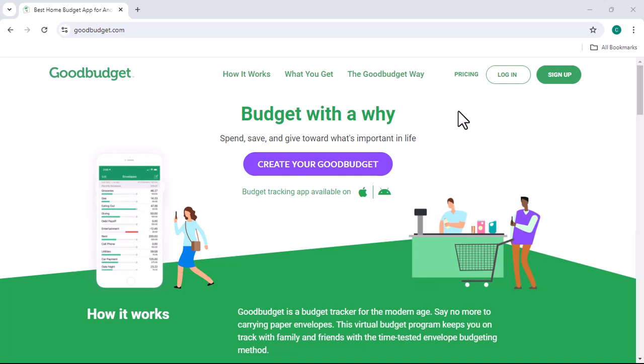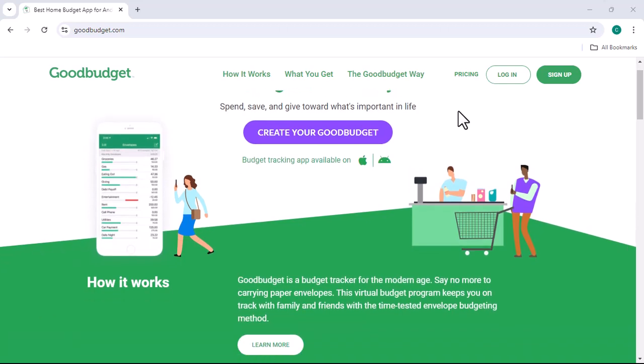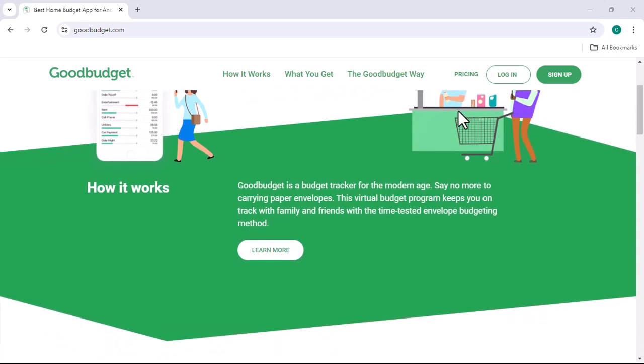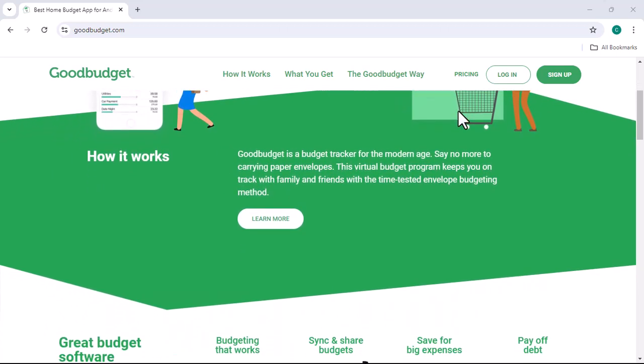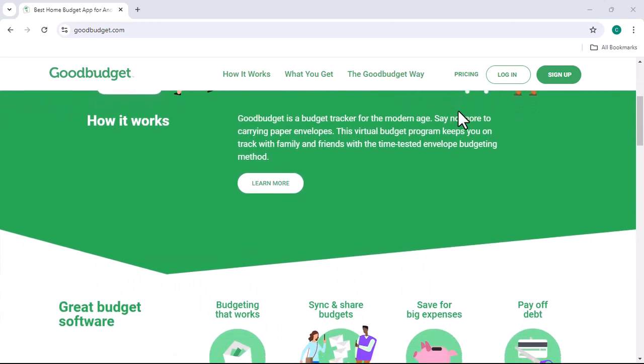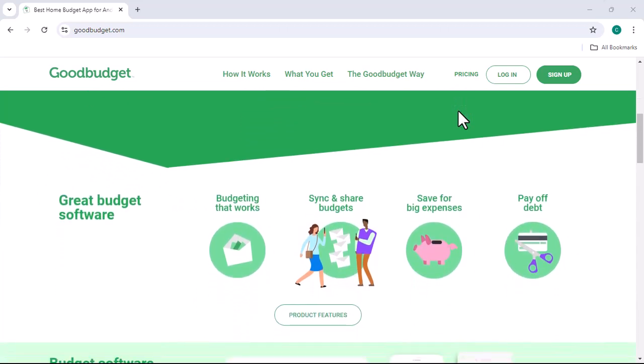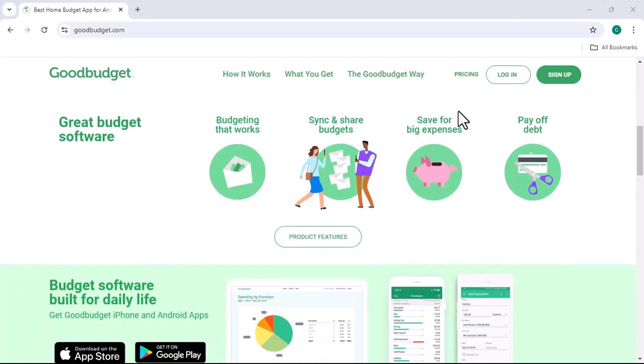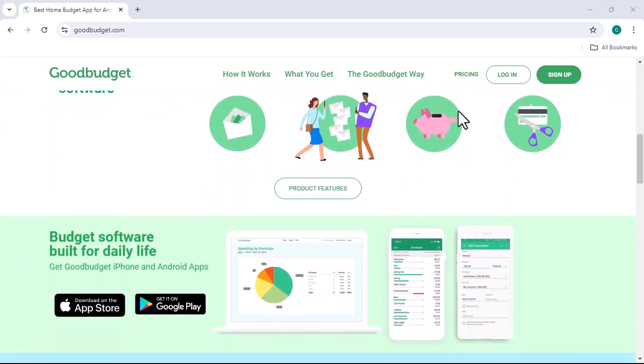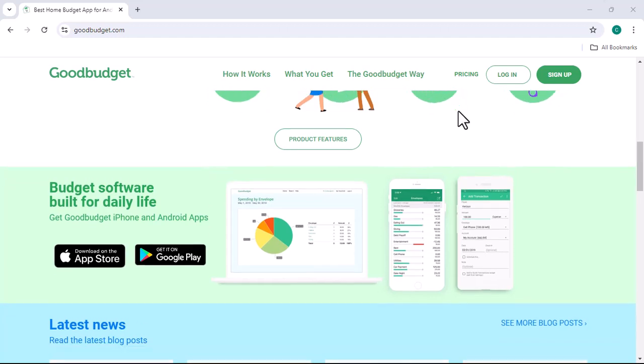Ever looked at your bank account and wondered where all your money went? You're not alone. Budgeting can feel like trying to solve a complex math equation without a calculator. But what if there was a simpler way to manage your finances? Enter Goodbudget. Goodbudget is a budgeting app that takes a unique approach to managing your money.